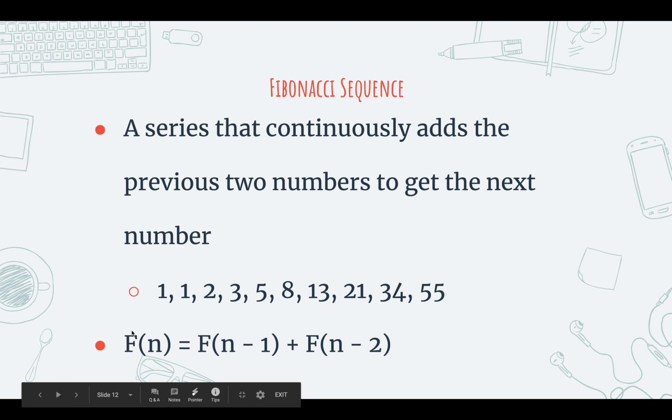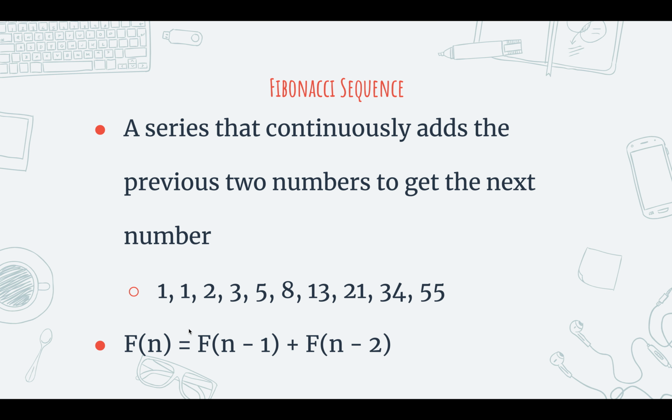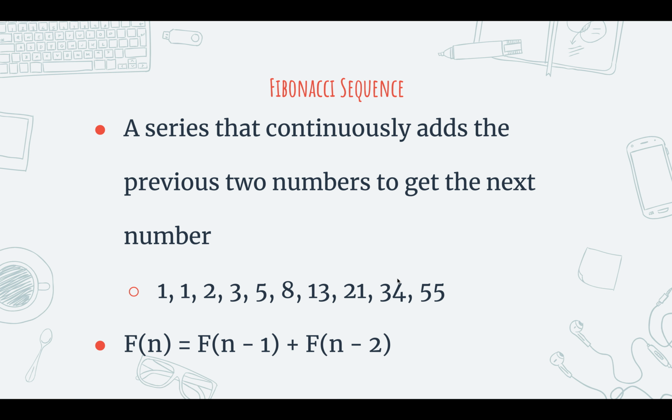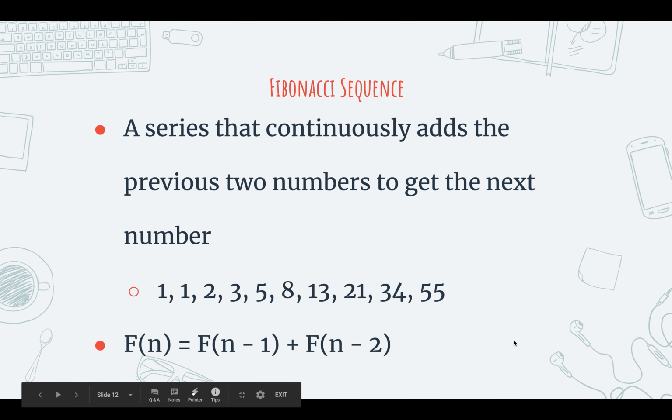So f of n, which is the Fibonacci number for n value, is going to be equal to f of n minus 1 plus f of n minus 2, meaning you're going to add the previous number and then the number before the previous number. So if I want to get 55, I have to add 21 plus 34, the previous two Fibonacci numbers within the sequence. The best way to visualize this is through a Fibonacci tree.